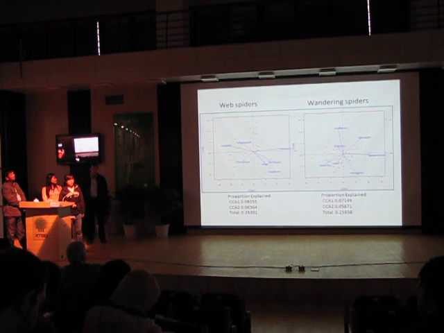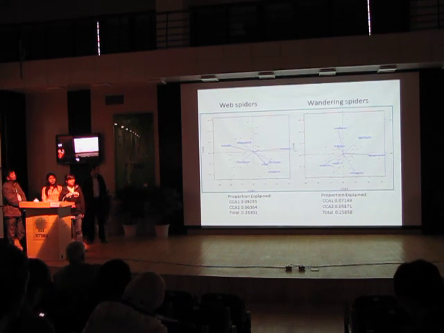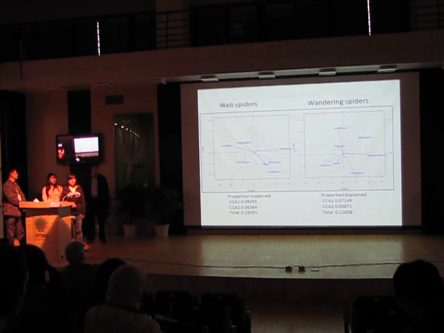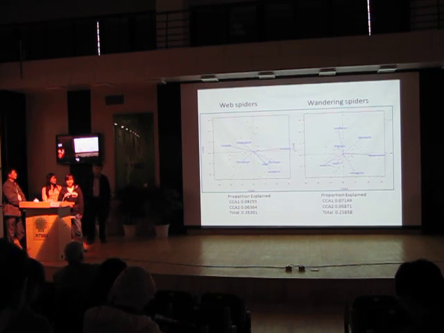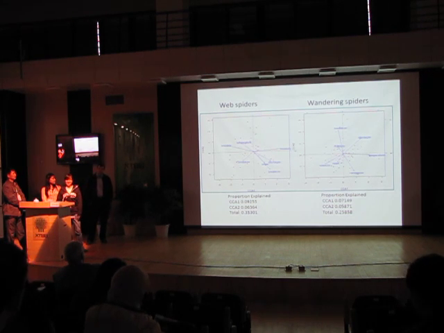The seven environmental factors can only explain 25 to 35% of the variation. So we think maybe there are other important factors.